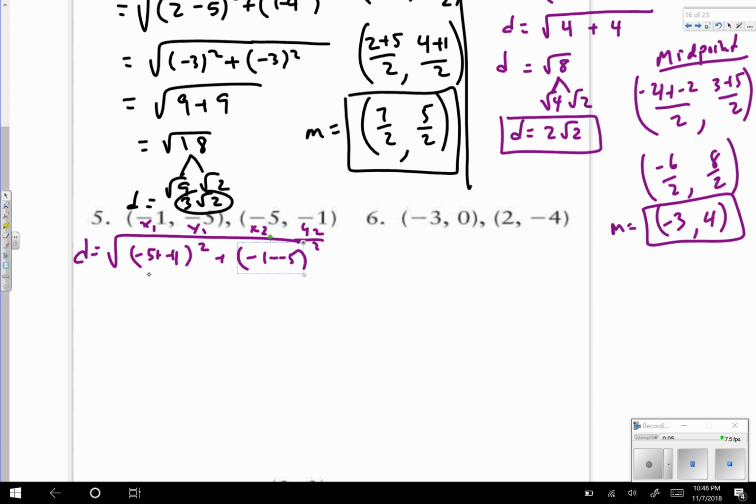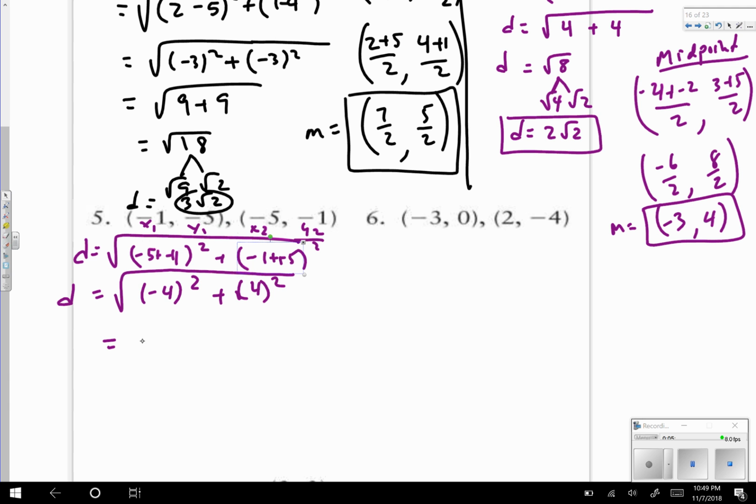So keep change here again. So -5 plus 1 is -4 squared plus, keep change here again, so that's going to be +4 squared, square root. Here's our distance. So now I'm going to evaluate.